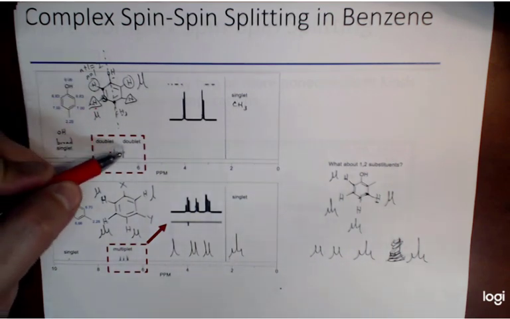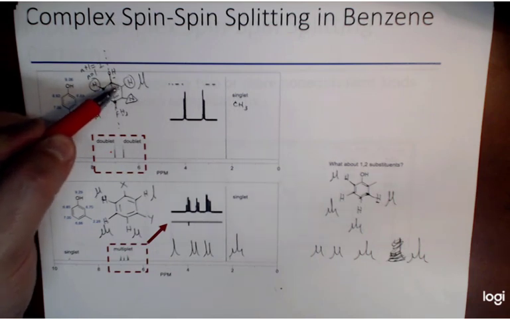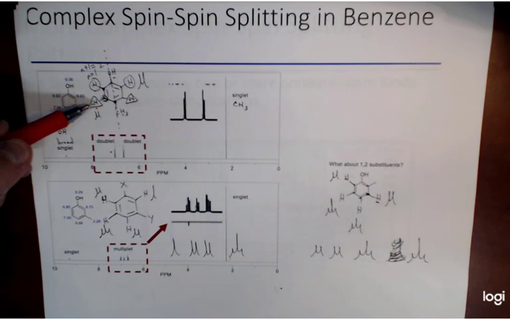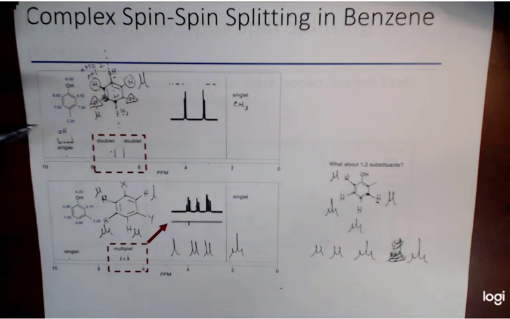And you notice both of them are doublets, which makes sense because what do we see? This hydrogen has how many neighboring hydrogens? Only 1. This hydrogen has how many neighboring hydrogens? Only 1. So 1 plus 1 is 2, so doublet. Two doublets.